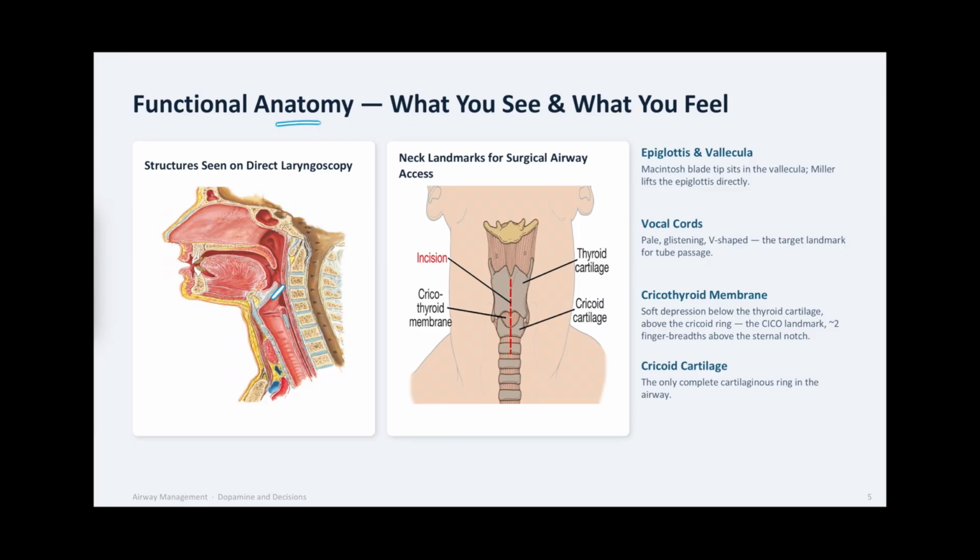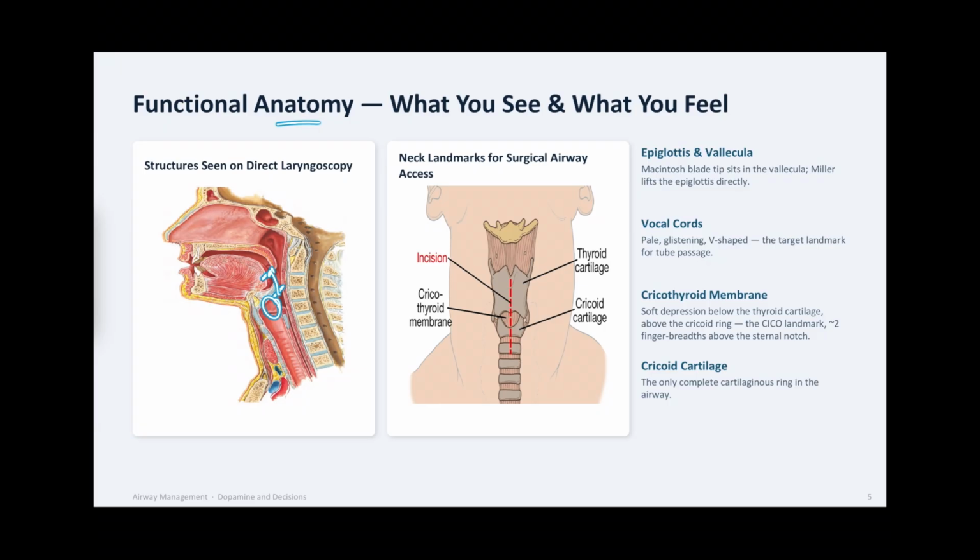If you are using a Macintosh blade, you place its tip into the vallecula. Lifting here indirectly elevates the epiglottis and exposes the vocal cords. With a Miller blade, you lift the epiglottis directly. Ultimately, regardless of the blade that you use, your target always remains the same, that is the vocal cords. These appear as pale white structures forming a V-shaped opening. Never advance the tube unless you have identified the vocal cords. One of the most common causes of failed intubation is passing the tube without a clear visualization of the glottis.